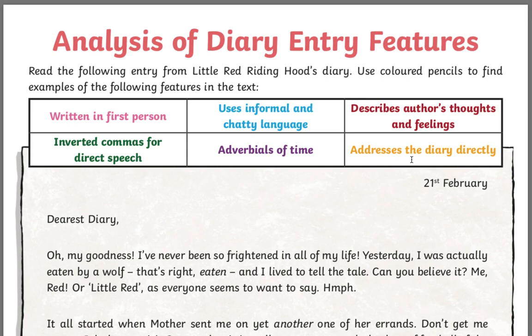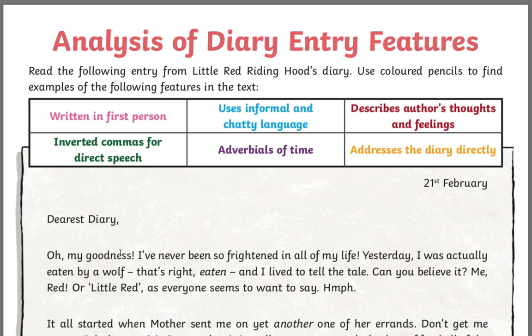Read the following entry from Little Red Riding Hood's diary. Use coloured pencils to find examples of the following features in the text. Okay, so this is a diary entry. We need to look for all of these different things. So written in the first person, remember we need to look for pronouns actually, which are the correct pronouns that I've already spoken about for writing in the first person as if it has happened to you. Then we've got uses informal and chatty language.